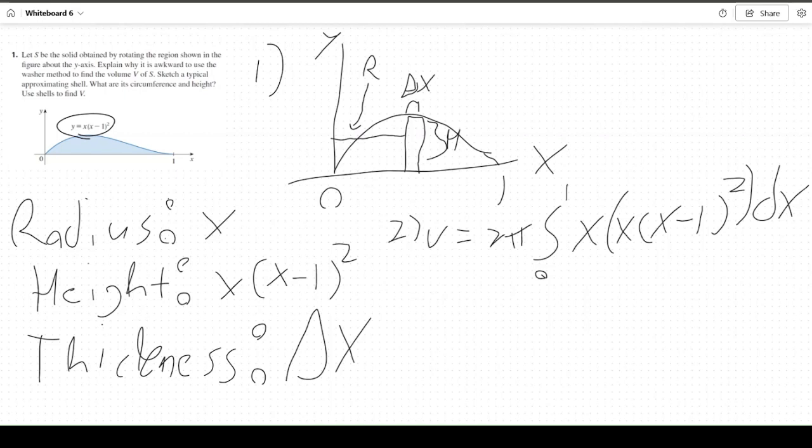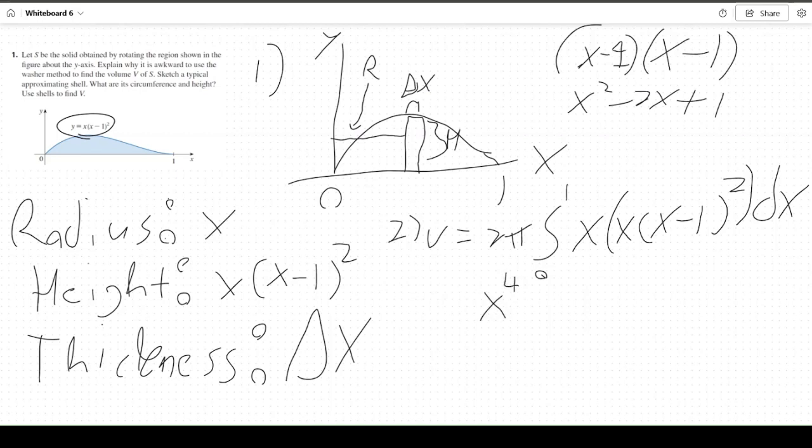And let's try to multiply this. So x minus 1 times x minus 1, we have to distribute. So this will be equal to x squared minus 2x plus 1, times x times x. That will be equal to x to the 4 minus 2x cubed plus x squared.